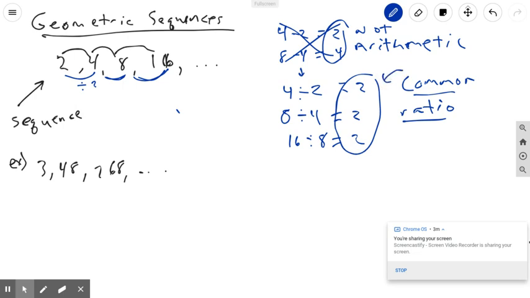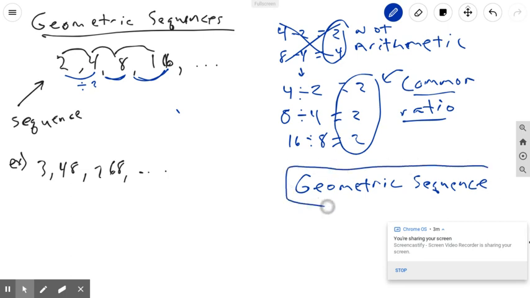Whenever you have a common ratio, you don't have what they call an arithmetic sequence. You have what we call a geometric sequence. Whenever you have a common ratio, you have a geometric sequence. All right, so that's a little bit different.